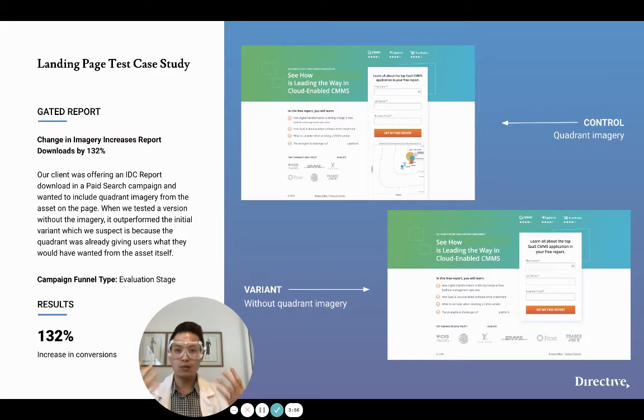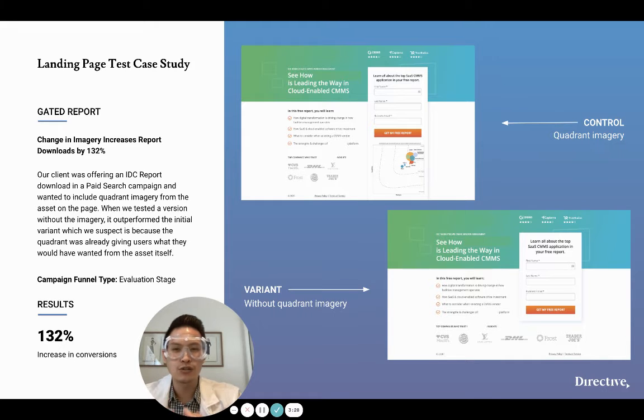So we turned out to be correct in that when you do remove the visual, say it's a Gartner Magic Quadrant, or in this case, this IDC report, or in your case, it might be a G2 report with that graph. Try not including it on your landing page and see what it does. For this particular client, it increased conversion volume by 132%. So it was a major improvement for this client.